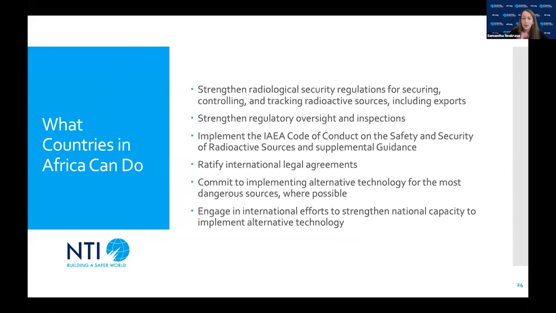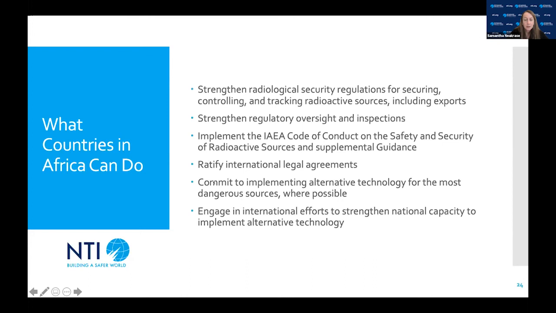Specific on security, not just on safety. Strengthen oversight and inspections. Implement the code of conduct, that foundational radiological security document. Participate in that, implement it. Ratify the legal agreements. And then I say commit to implementing alternative technology where possible, again, recognizing those capacity challenges, but then engaging in international efforts to strengthen that capacity to eventually be able to implement that technology.